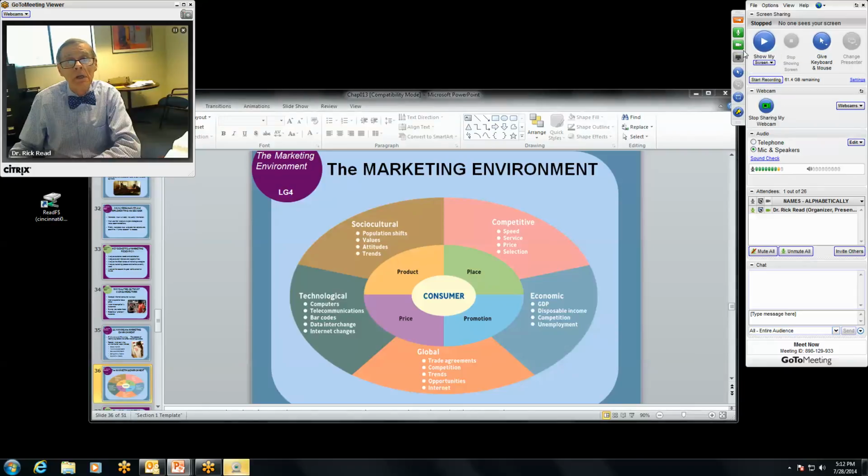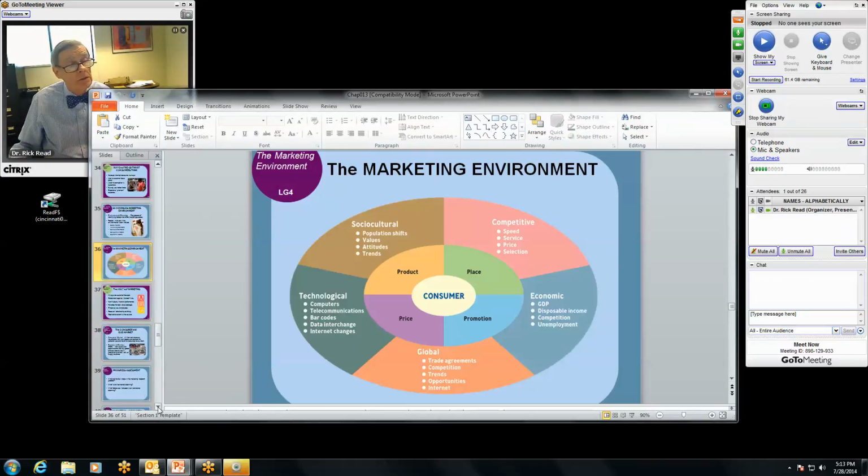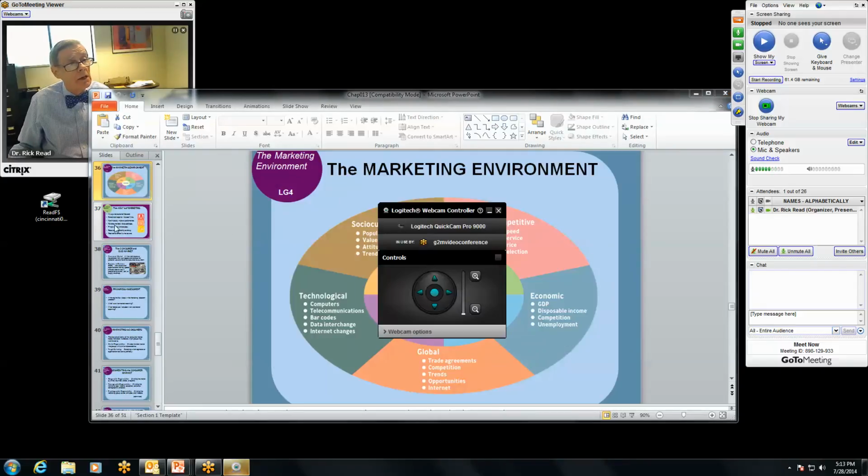And here's the marketing environment. And it shows you here the customer in the center. By the way, you can find this figure 13.5 on page 364. The 4 Ps, and then the different types of factors in the marketing environment: competitive, economic, global, technological, and sociocultural, all having impact on your product, your service, your idea, and on the marketing.